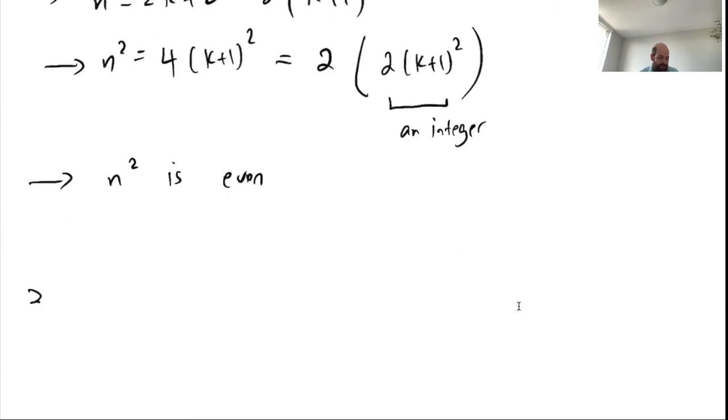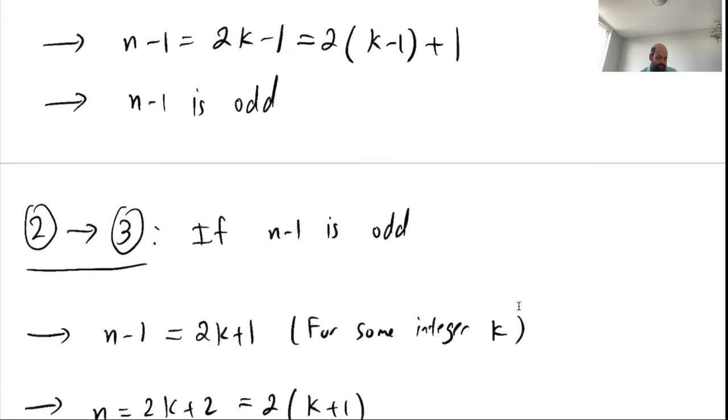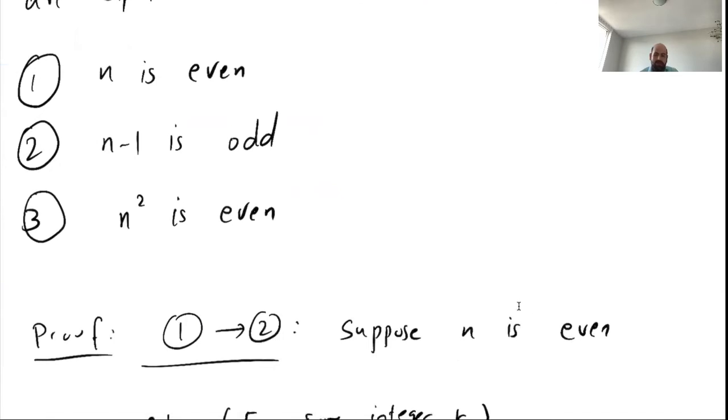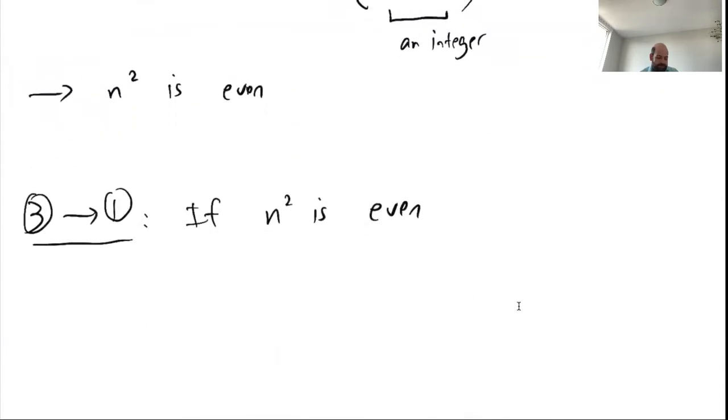And lastly, 3 to 1. If n squared is even, then I want to show n is even. This one we have done many times today and also last lecture. How did we do it? If n squared is even, then n is even. The proof is proof by contradiction.